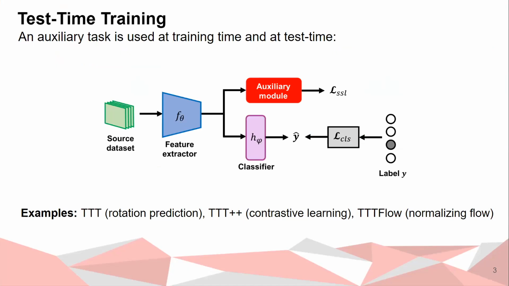Test time training is a popular approach of test time adaptation. It uses a Y-shaped architecture where an auxiliary task is plugged into the pre-trained model during training. Then the auxiliary module is used to update the feature extractor at test time to improve the performance of the model. TTT and TTT++ propose different self-supervised tasks, such as rotation prediction and contrastive learning, respectively. TTT-Flow uses normalizing flow as a domain aligner in an unsupervised way.